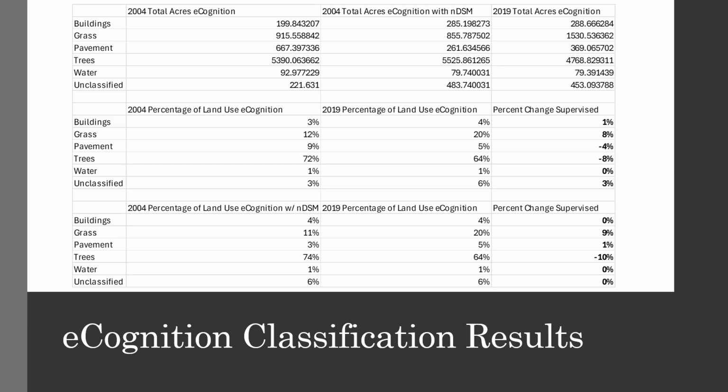The land cover change from 2004 to 2019 based on the object-based classification in eCognition with NDSM shows an expected land cover change. It shows a reduction in trees but an increase in grass and pavement. Buildings and water stay constant. The results without the NDSM are different, with a reduction in pavement but slight increase in buildings.